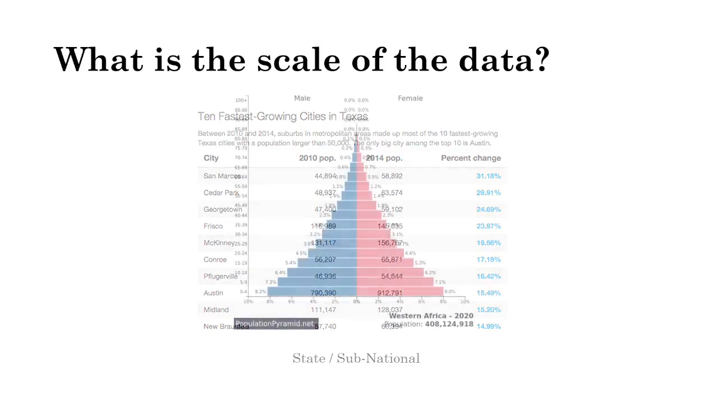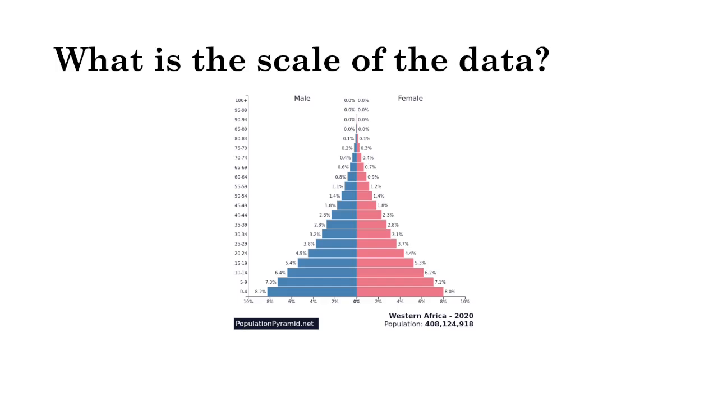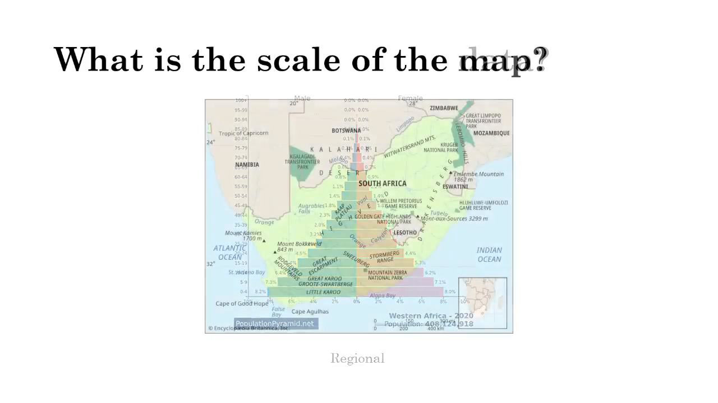Great. What about this one? This is what's considered a population pyramid. We'll learn more about this in Unit 2. But we can just read here that we're seeing the population structure per gender in Western Africa. Western Africa is not a country, it's a region, so it's regional scale. There you go.